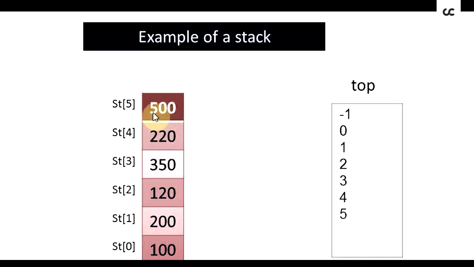So suppose I have removed 500. So let's assume 500 is not there. I have removed it. After removing it, the value of top will be decremented by 1. Okay, 500 has been deleted. Now I want to delete the next element. Now the value of top has become 4. So I want to delete this value from the stack.